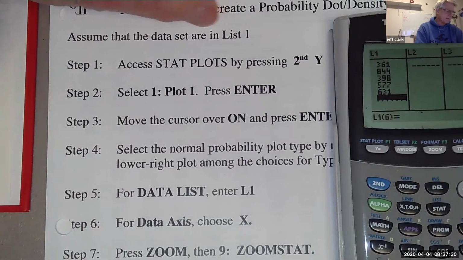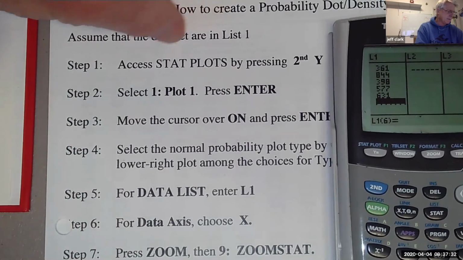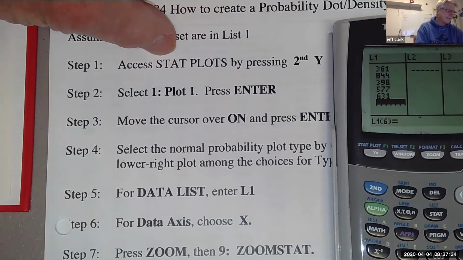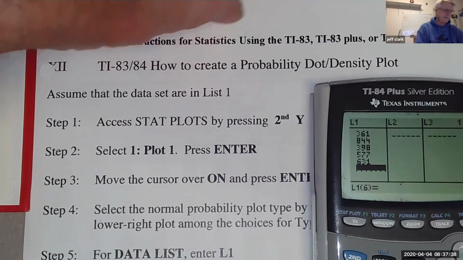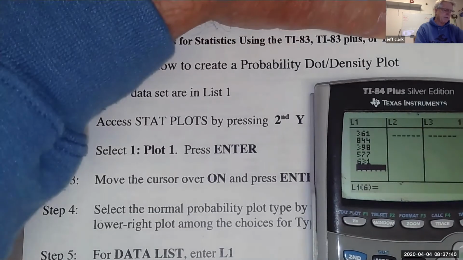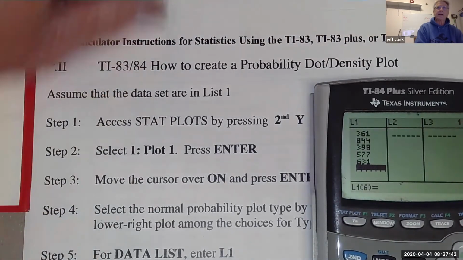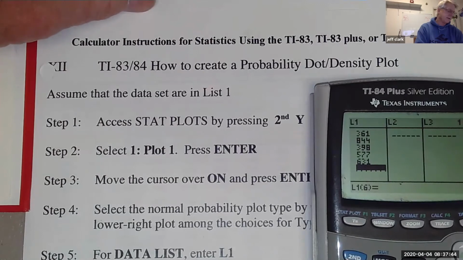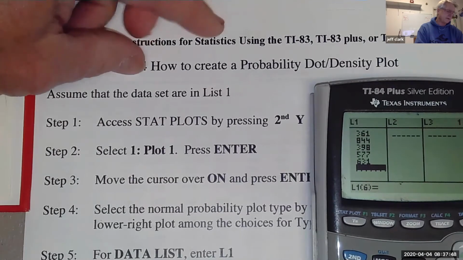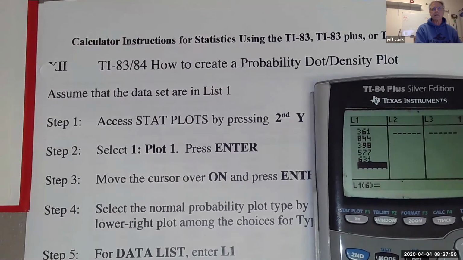And yes, the data set's in list one. Now we've got to access stat plots. Remember, I'm doing this based on if it's an 83 Plus or 84, 84 Plus. If you've got anything beyond this, sorry, you're on your own. You can YouTube it, Google it, try to figure out how to create it with, say, the Inspire.